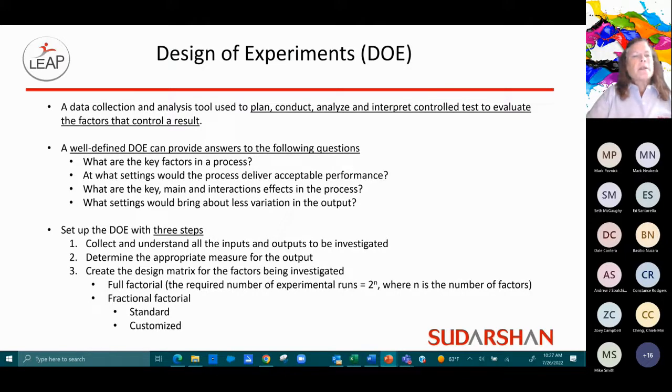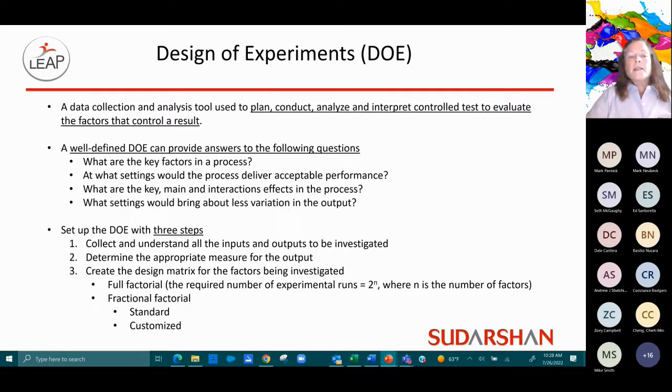So to set up the DOE, usually it's a 3-step process. The first and most important is to collect and understand all of the inputs and outputs that you want to investigate. And here, you really just start to list everything. And once you have everything down, then you can refine it to meet your needs.